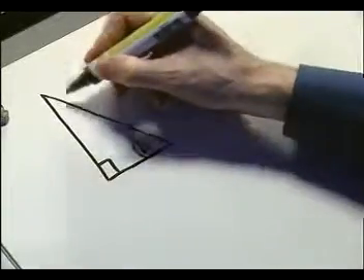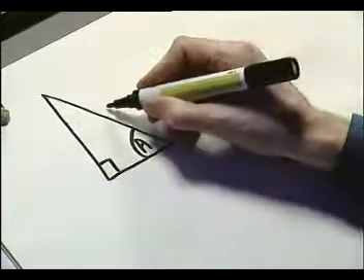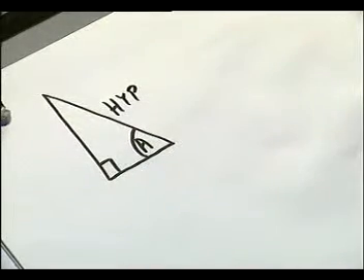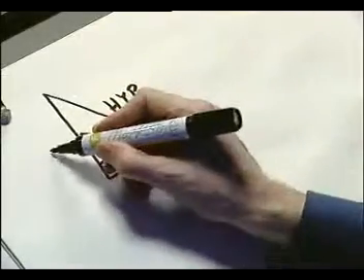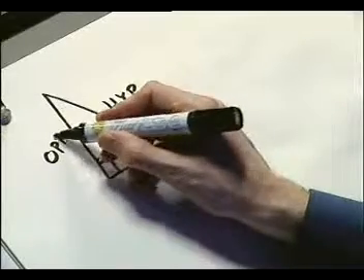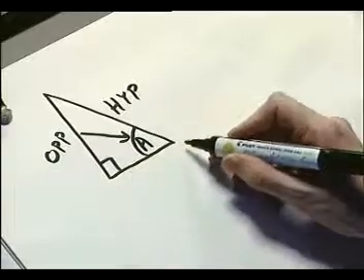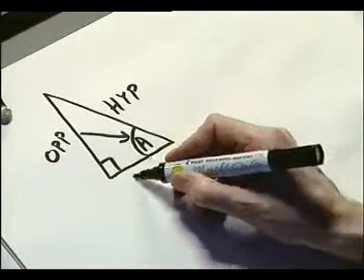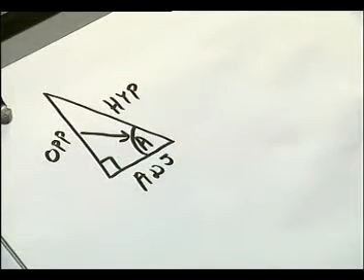The side that's the longest side in the right-angled triangle and the one that is opposite the right angle is called the hypotenuse. And we write HYP, hyp for short. The side that is opposite the angle is called the opposite side, opp for short. And this side, the side that is a part of the angle that runs alongside the angle, we call the adjacent side, or adj for short.